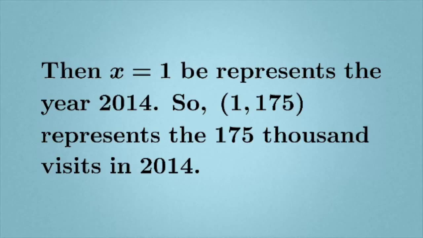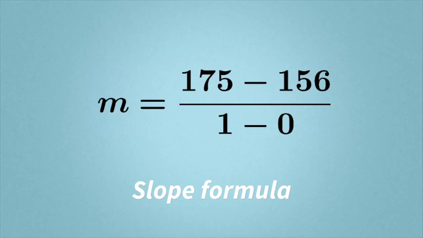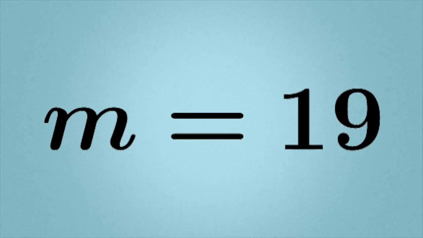Once we've made that decision, it must follow that when x is equal to 1, the point (1, 175) represents the 175,000 overnight visits in 2014. Effectively, we now have 2 points. So, let's find the slope of the line which connects these 2 points. We use the slope formula and substitute the values into the slope formula. We find that the slope is 19. Interpreting this in the context of our word problem, this means that there are 19,000 new overnight visitors every year.